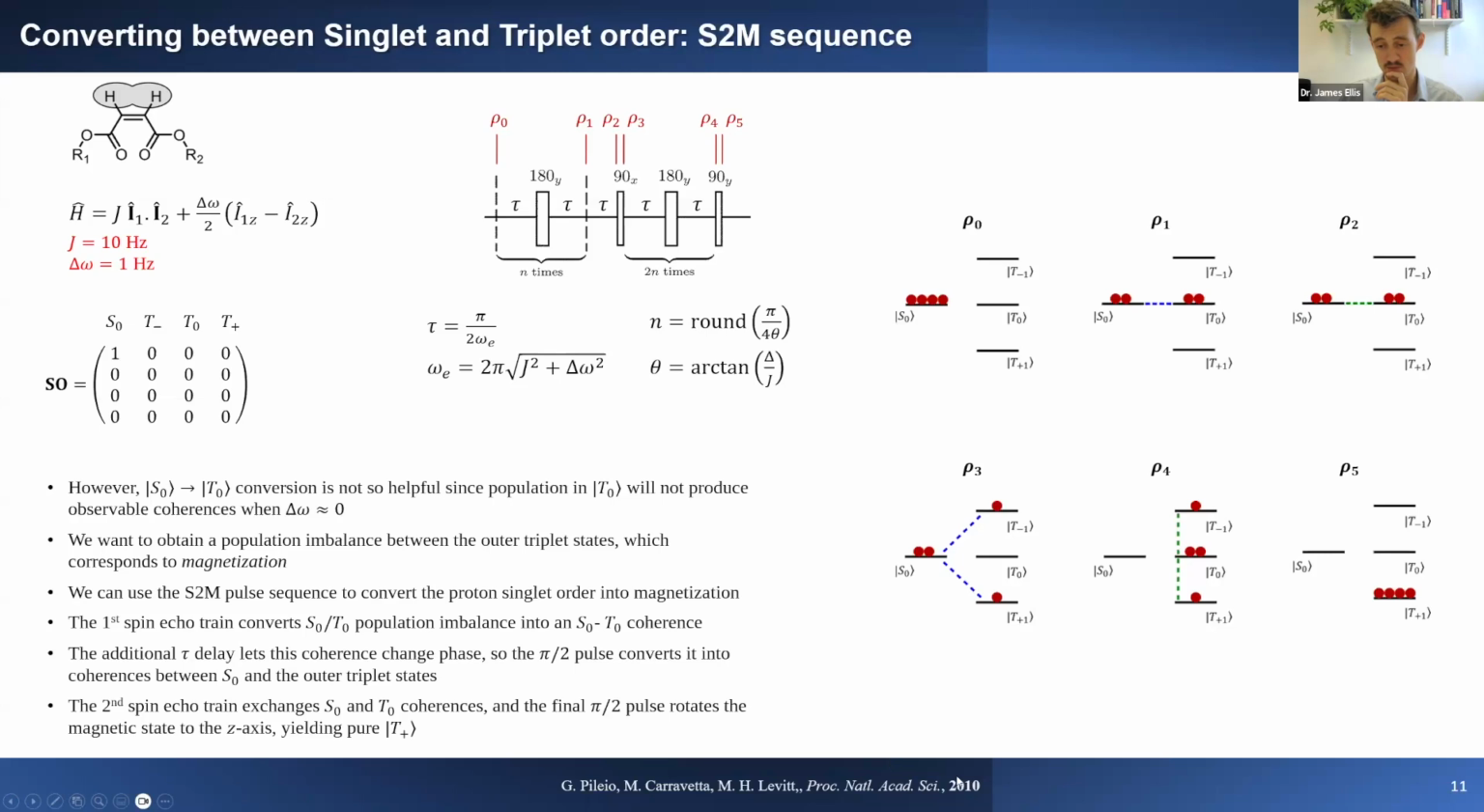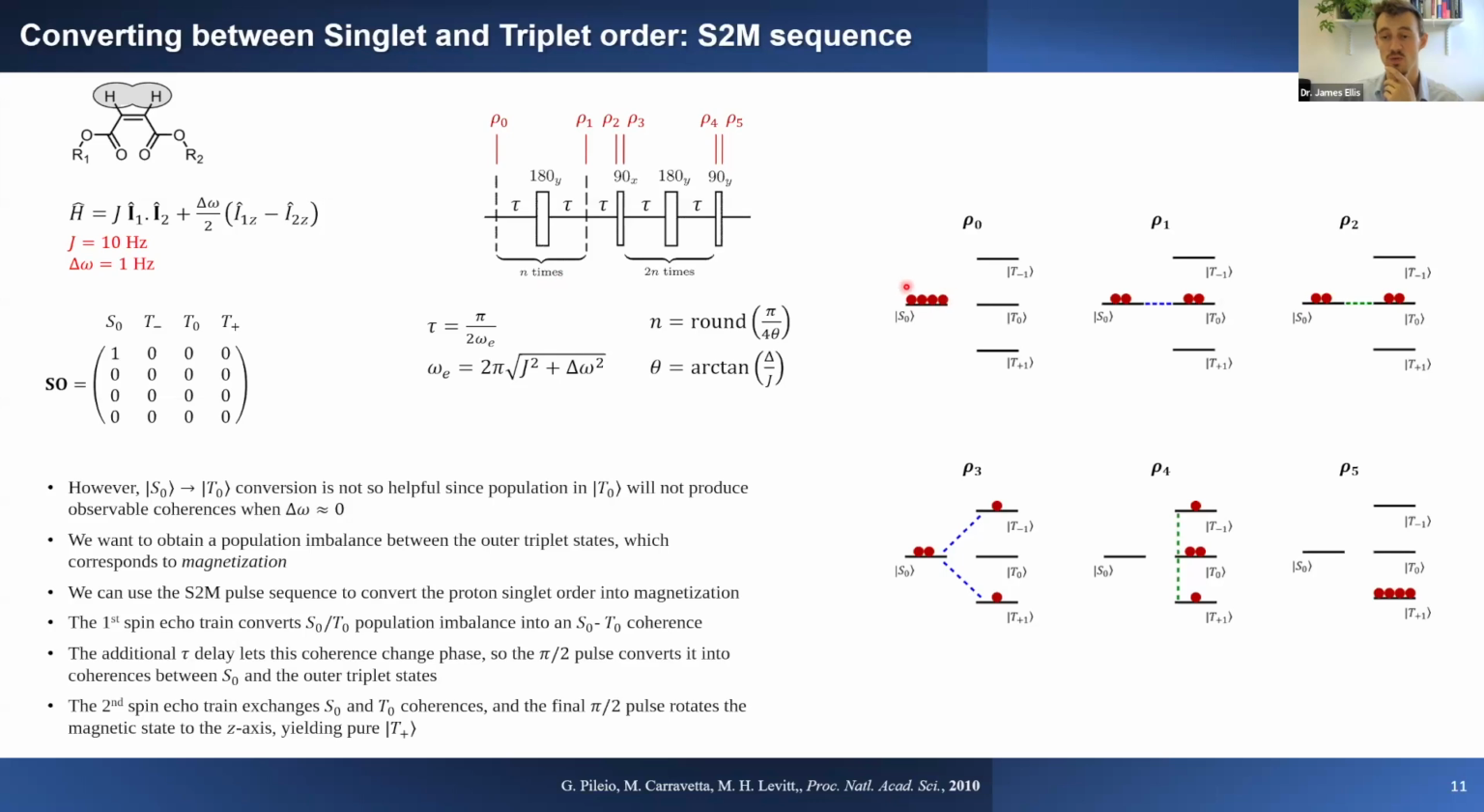I've taken this from a paper from 2010 by Giuseppe Pileio. Let me go back to my pointer, where we can have these sequences that will create some defined evolution of the spin system. So we've hydrogenated our molecule. We start out in a singlet state, and now we want to create proton magnetization from that. The first thing we do is apply this spin echo train n times.